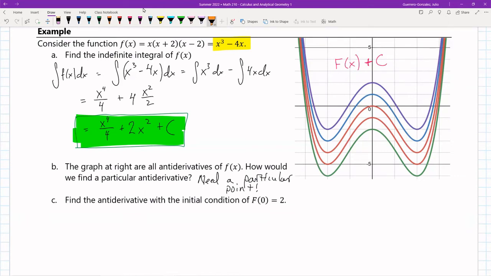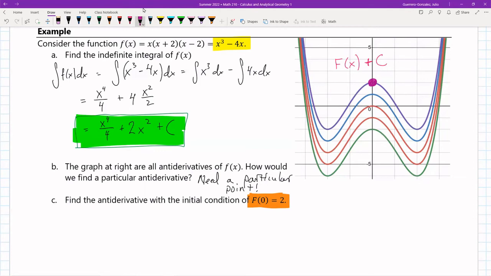We need a particular point, right? So if I want to find, let's say, this purple one right here, then I need a particular point that's on that graph in order to find the antiderivative that goes through that point, in order to find that exact purple one. So that's exactly what we're going to do here. I'm going to set what's called an initial condition of f of 0 being 2. So basically saying, I need the antiderivative that goes through this point right here, okay?